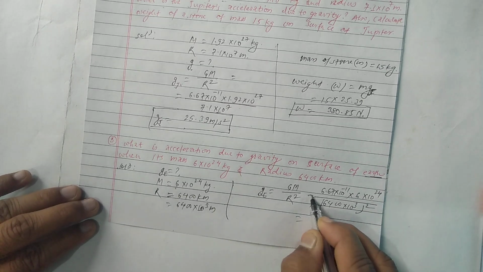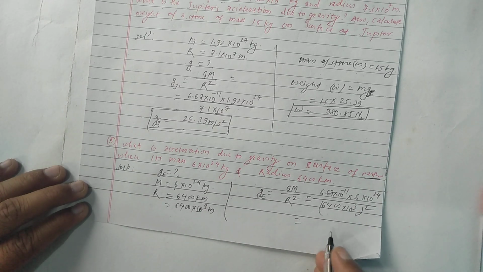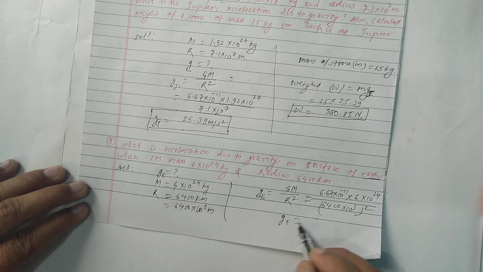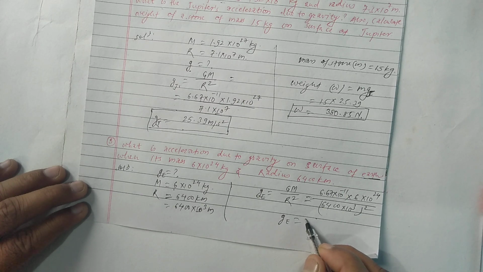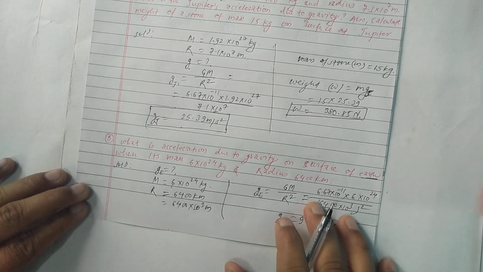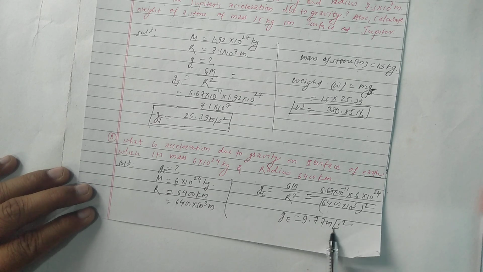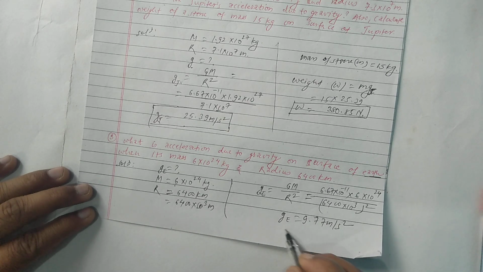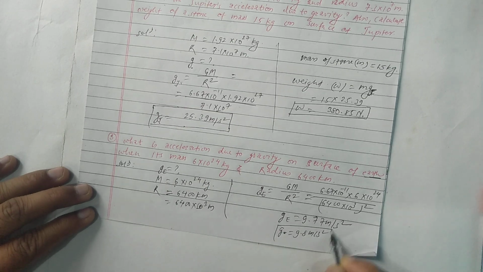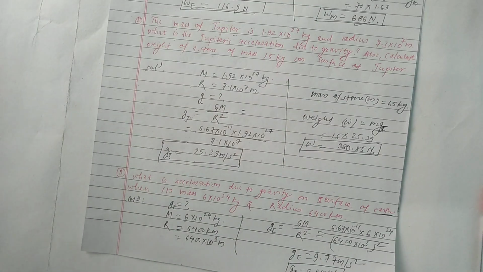So if we put all these values into your calculator, you can directly get the value of small g, that is acceleration due to gravity of Earth, equal to 9.77 meter per second square. Okay, so you can write here, hence the acceleration due to gravity of Earth on the surface equal to 9.77, or you can write g equal to 9.8 meter per second square as well. Okay, which is our required value of gravity. This is question number 3.